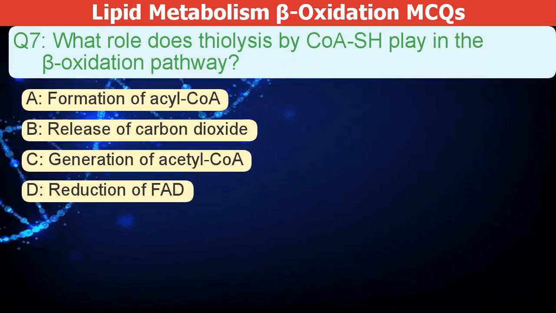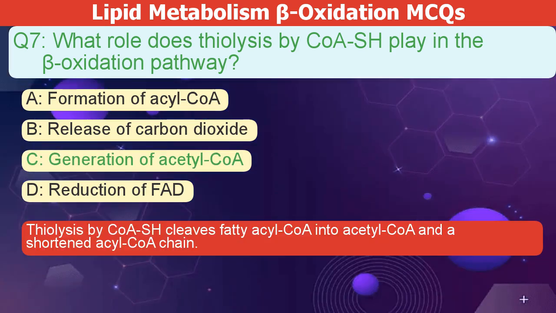What role does thiolysis by CoA-SH play in beta-oxidation? A. Formation of acyl-CoA. B. Release of carbon dioxide. C. Generation of acetyl-CoA. D. Reduction of FAD. The correct answer is C. Thiolysis, by CoA-SH, cleaves fatty acyl-CoA into acetyl-CoA and a shortened acyl-CoA chain.